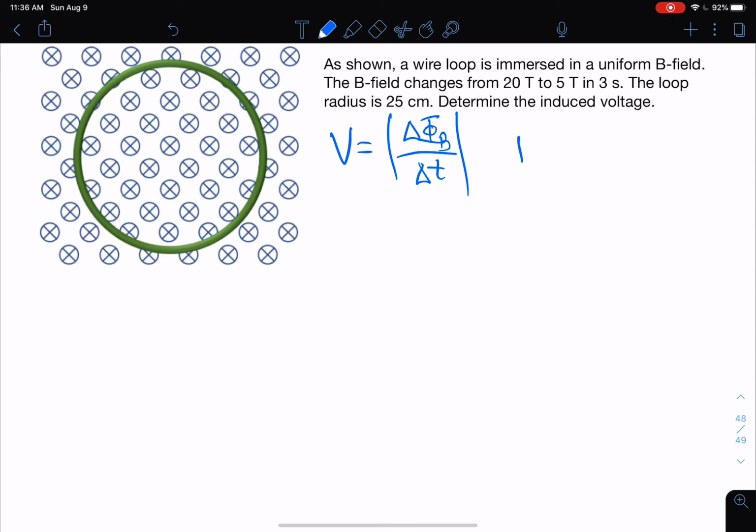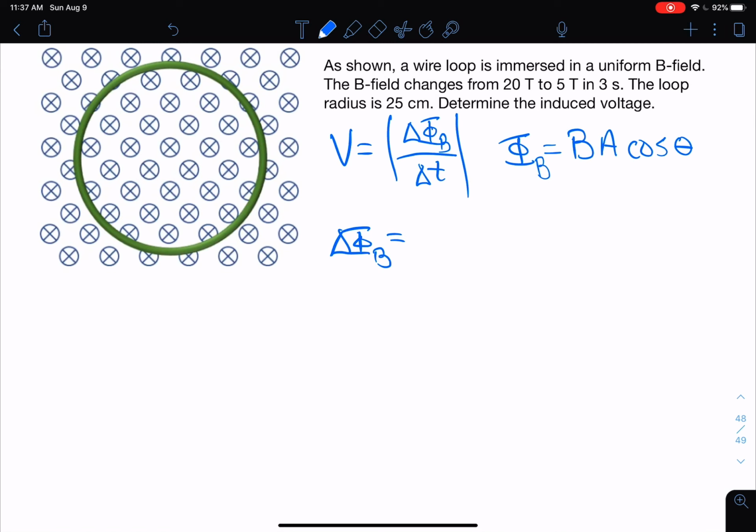And magnetic flux is magnetic field times the area times the cosine of theta. Okay, so I need to know how the flux is changing. Now, I can write this out. I'm going to show you just a little simplification here. We're looking for this. And so technically, this is going to be the final minus the initial.